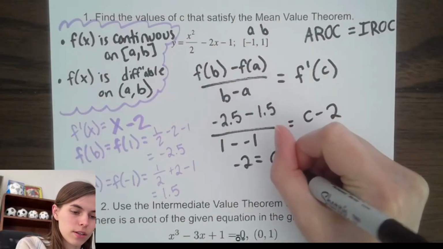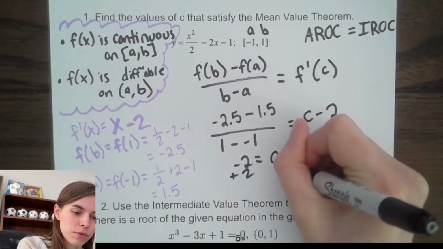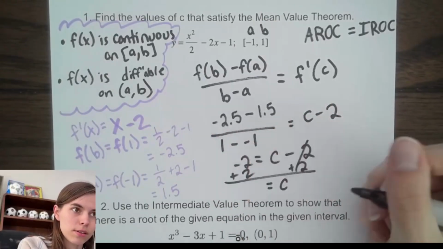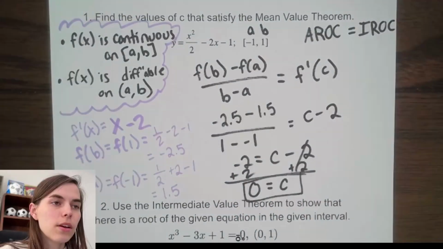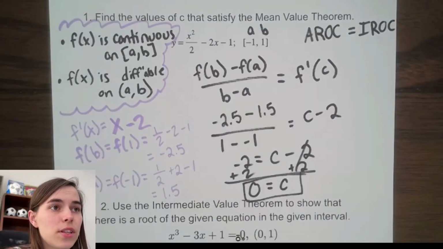If we solve for c, add 2, c is 0. So that's our final answer. It says to find the value of c that satisfies the mean value theorem. That is the value of c.